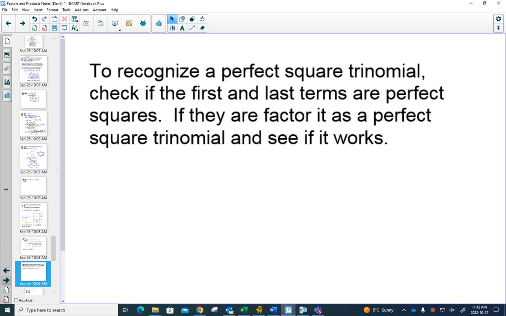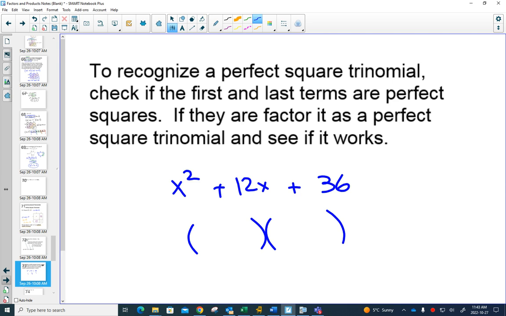So if you were factoring, you might be able to recognize a perfect square trinomial because it looks something like this. Got an x squared, that's a perfect square. I've got a 36, that's 6 squared. What number would have been in the middle? It would be 18. Oh, well, it would be 12. Why? Because you'd have x plus 6, and the outside and the inside would be 6x, 6x, double 6x.